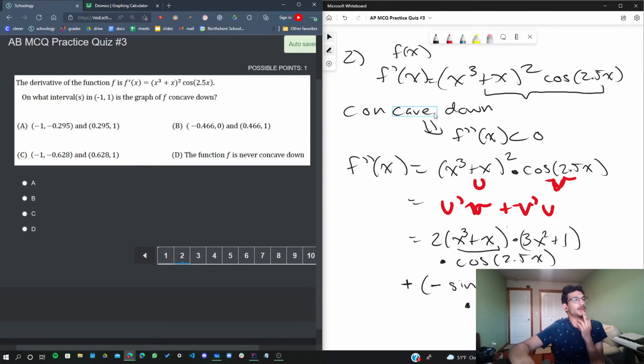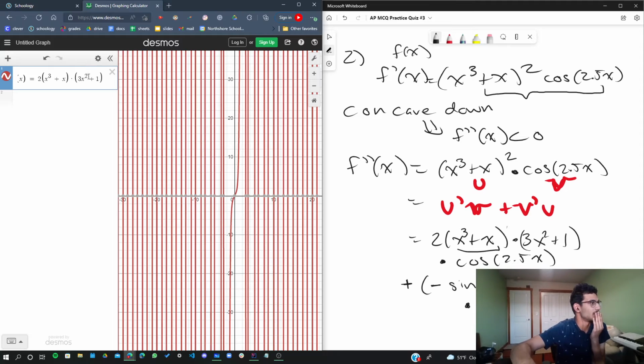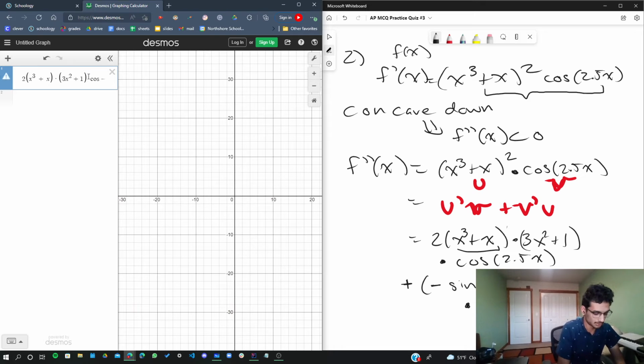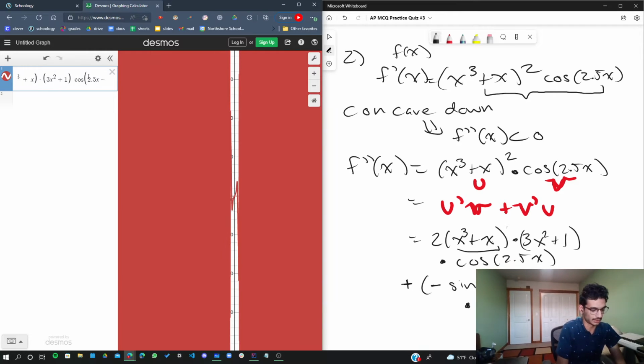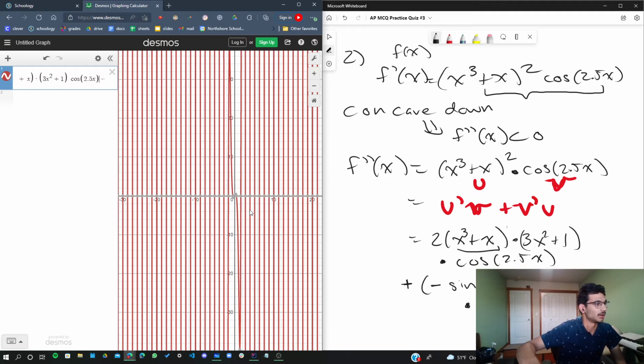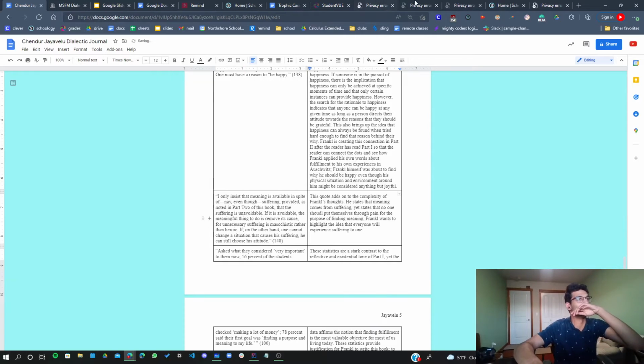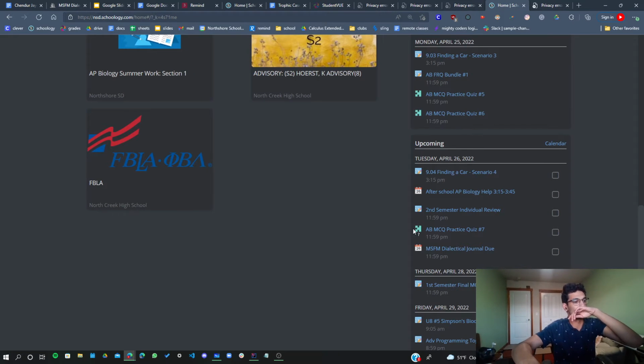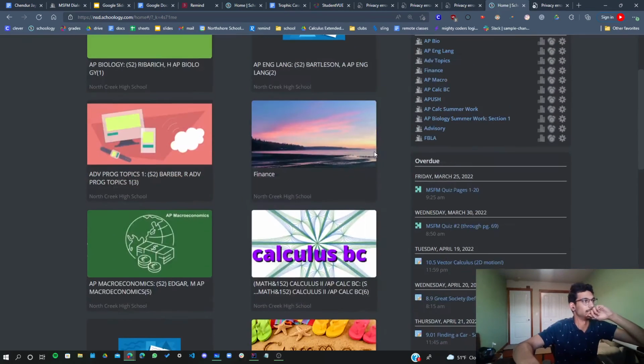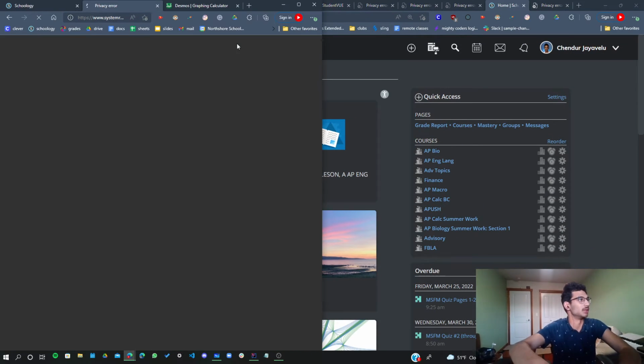Okay, I'm probably doing something wrong. 3x. Oh, I forgot the cosine right here. 2.5x. There we go. These numbers look a lot familiar. I just forgot one thing. I do not know what happened there. Let me go back, Control Shift T. Okay, there we go.